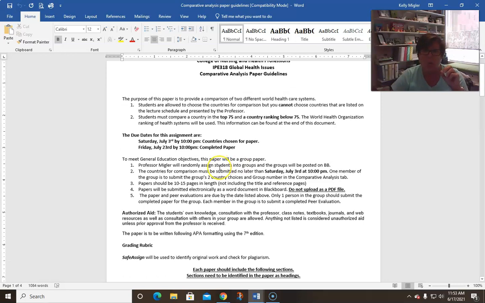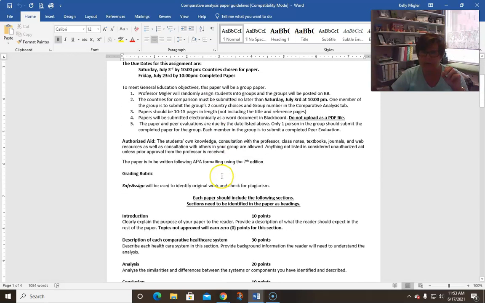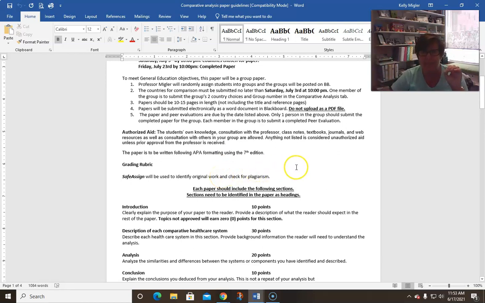Okay. One of the other important things that I want to point out, this is a paper that is written according to APA formatting. We are using the 7th edition now. Also, a good resource for APA formatting, if you don't have the APA manual, is the Purdue OWL website. They have all of the APA formatting there, and it has been updated to the 7th edition.